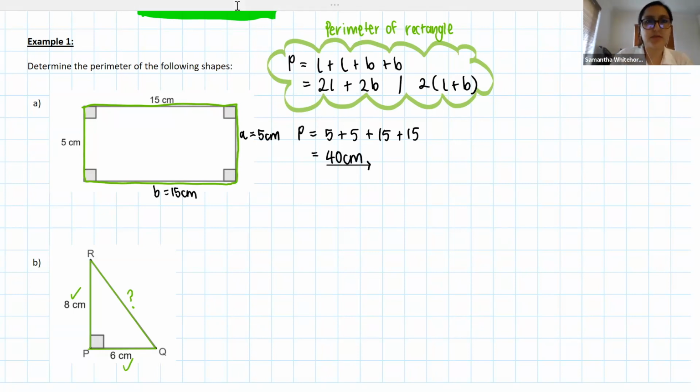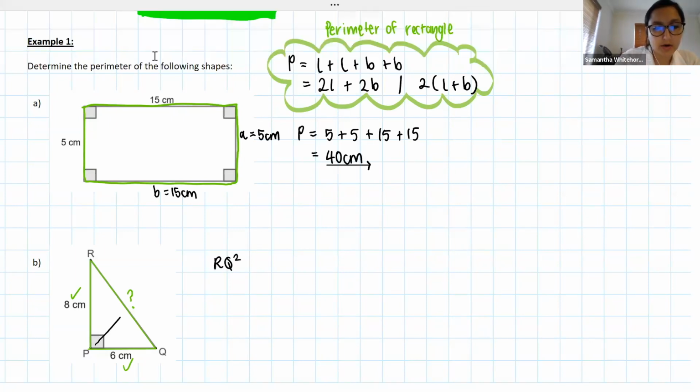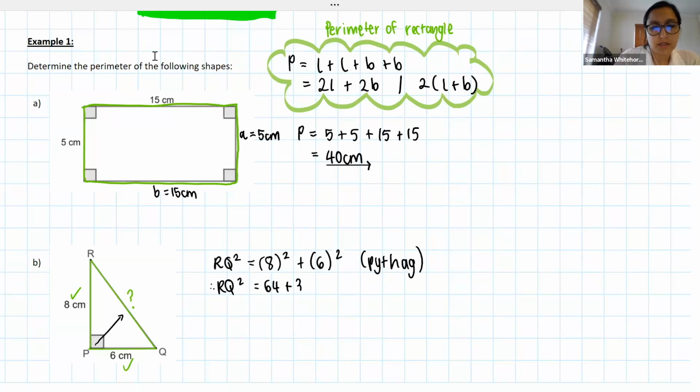Okay. So if we start with the Pythag, obviously we have to start with the Pythag. Can't do perimeter without it. Remember hypotenuse squared, so RQ squared, I know RQ is my hypotenuse because it's opposite the 90 degree, is equal to 8 squared plus 6 squared. Guys, if you said 6 squared plus 8 squared, that's fine. Give my reason. Therefore, RQ squared is equal to 64 plus 36, which is 100.